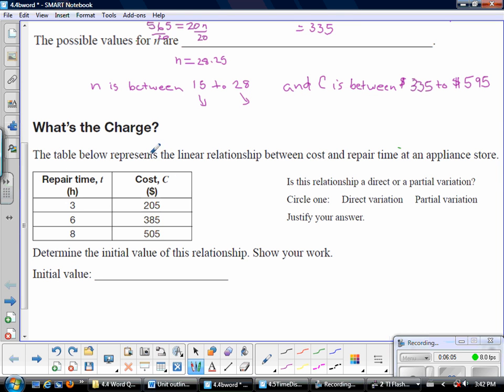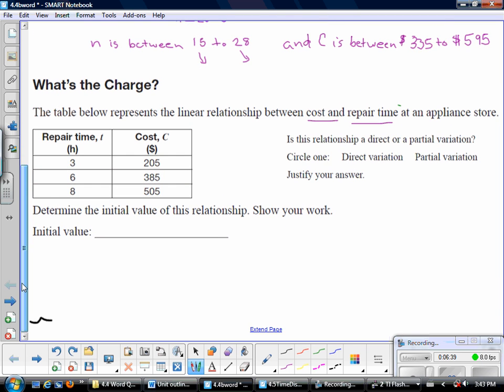So the table below represents the linear relationship between cost and repair time at an appliance store. Okay, so this is what it gives us. It says, is this relationship a direct or partial variation? Circle 1, justify your answer. And then it says, determine the initial value of this relationship, show your work. You would think that if they stated this, that it's probably partial, right? Because they're after initial value. But don't take that for granted. It might be that the initial value is 0.